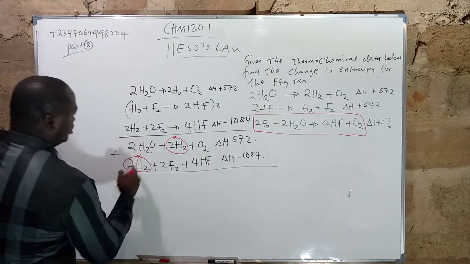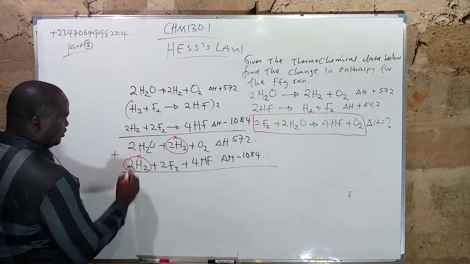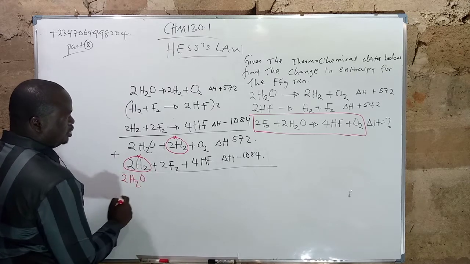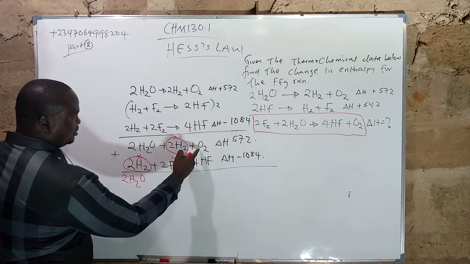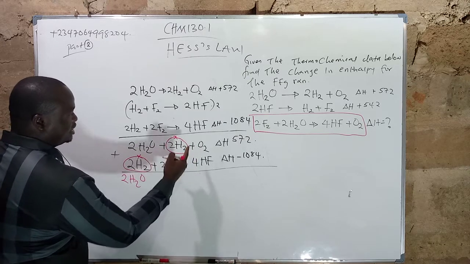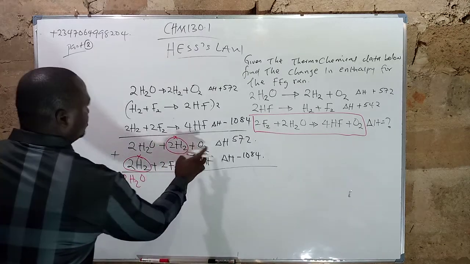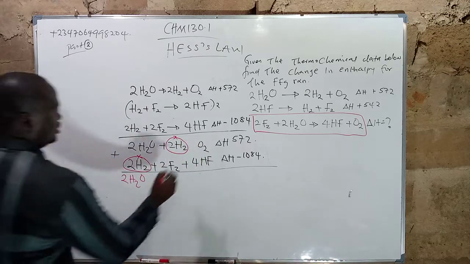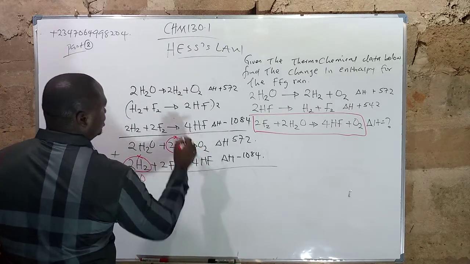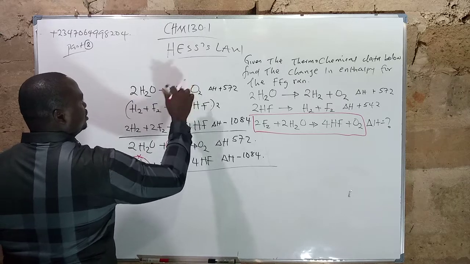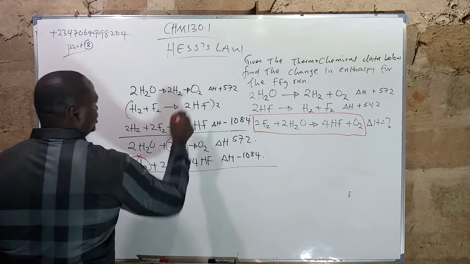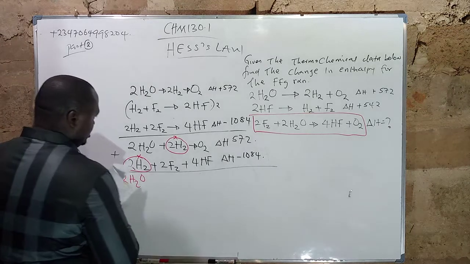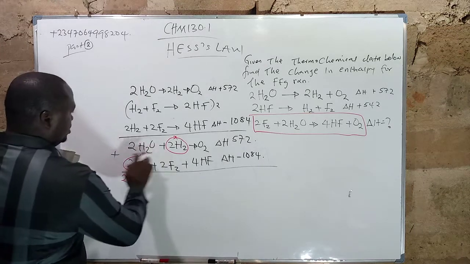So the next thing is for you to add. If I add this, you start from here. Here you have 2H2O. This has already cancelled out. Are you seeing it? This has cancelled out. What am I doing? Here should be an arrow, not plus. This is the product. Here should be an arrow. So the next thing is we are done with this one.